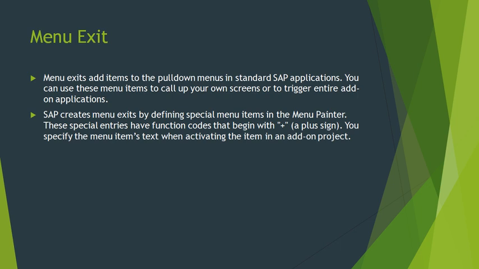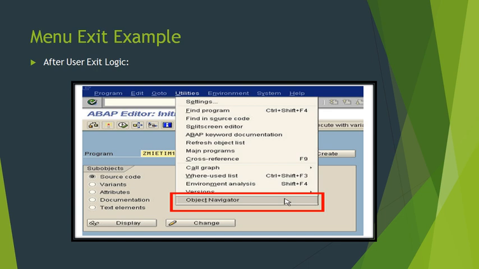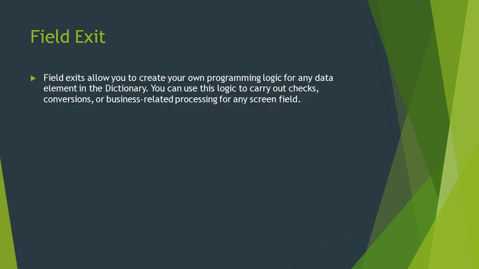Now another exit is the menu exit. So again we'll see one real-time scenario of the menu exit. We have already seen earlier that this is the menu bar. Under this menu bar, under Utilities, you need one more menu field to be added. One more field needs to be included under this Utilities. So again, as we discussed earlier, we have included the Object Navigator. So this was a real-time example of the menu exit. Another is the field exit.